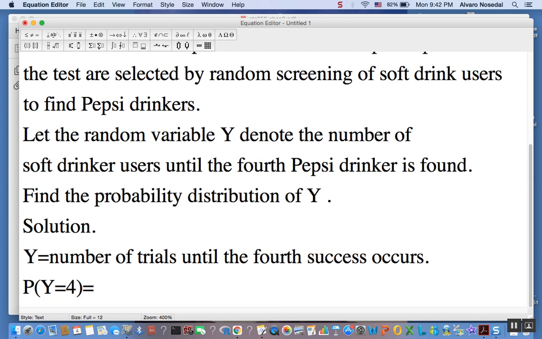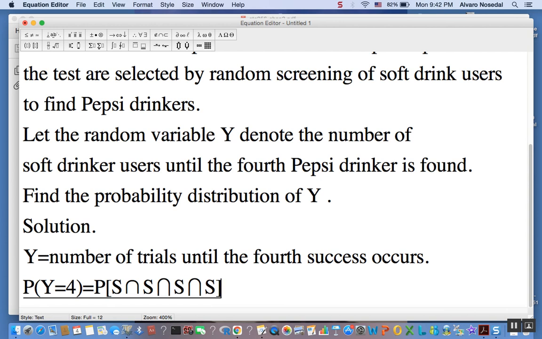Now, using the characteristics we described a minute ago about our random experiment and the labels that we presented there, Y equals 4, when the random variable Y assumes the value of 4, would be equivalent to the following event: S intersection S intersection S intersection S.